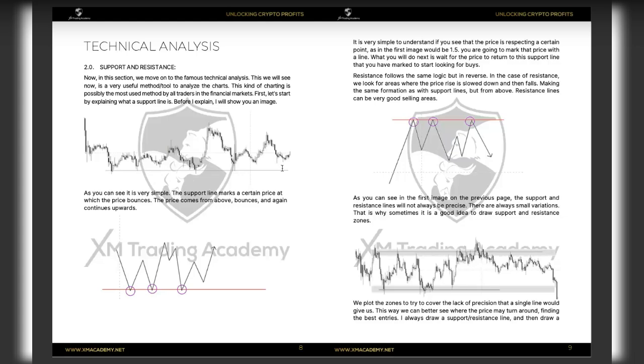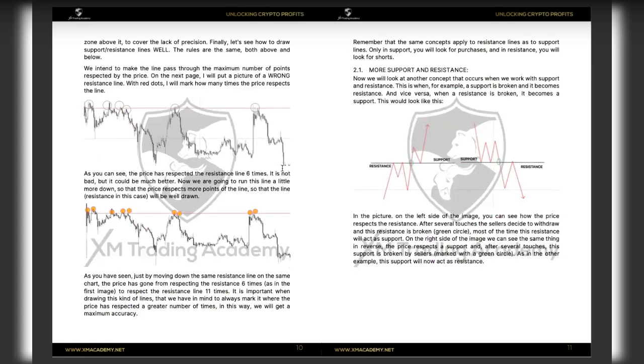Now, let me just go and show you another example over here. Now, this is for resistance. You can see multiple touches over here, right? Hope you can still see the screen. Please confirm if you can still see the screen. Perfect. So, touch number 1, number 2, number 3, number 4, number 5, number 6. A whole lot of sellers in this zone. Once price gets there, they dump it. They sell off their asset.